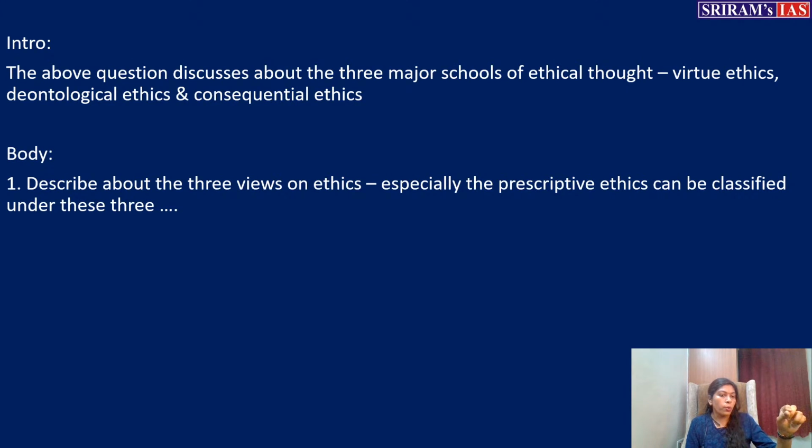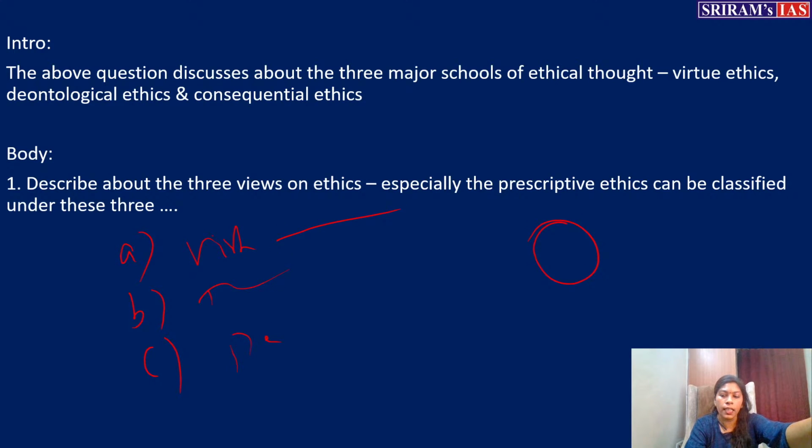The body is like describing the views on the ethics. First the three kinds of ethics you can describe in short like this, A, B, C. You can write the virtue ethics. What is virtue ethics in one line? Then teleology and deontology, with a small diagram you can use otherwise. The means and ends. I already told you, I have done it in my classes.